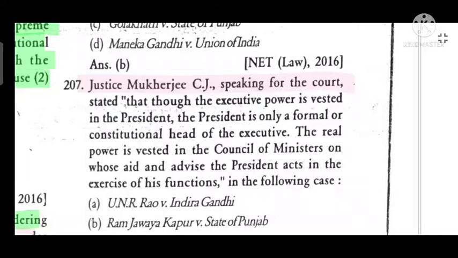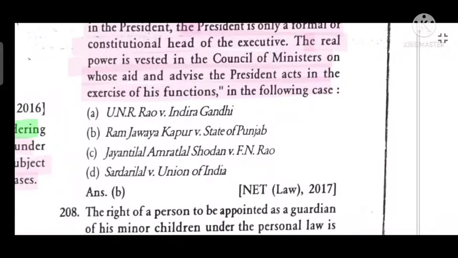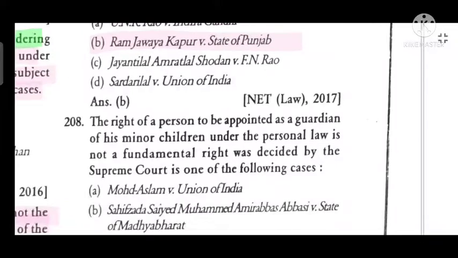Justice Mukherjee CJ, speaking for the court, stated that though the executive power vested in the President is only a formal or constitutional head of the executive, the real power is vested in the Council of Ministers, on whose aid and advice the President acts in the exercise of his functions. In the following case: Ram Jawaya Kapur versus State of Punjab.